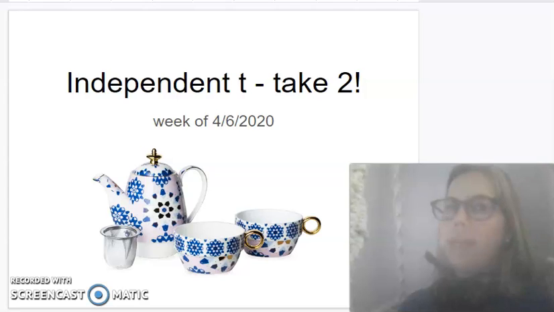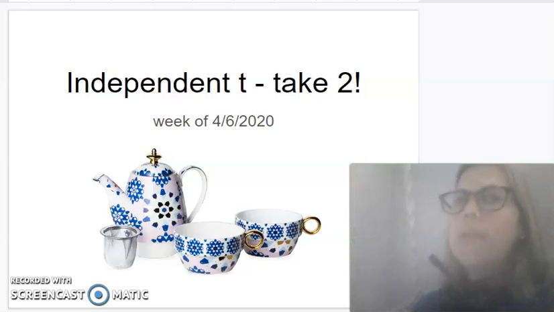Remember those key things. What are the 3 types of t-tests? What are the designs that go with each? Can you think of examples of each? And then what is going on in the t-test formula for the independent t-test, which is the first t-test that we've covered?